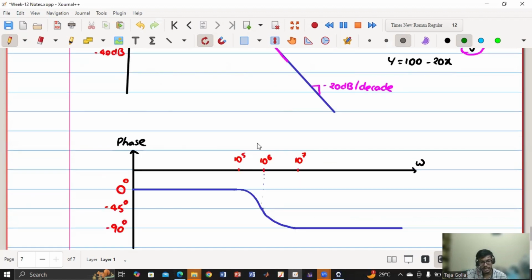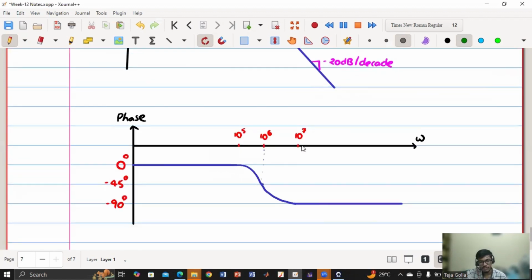Similarly, phase, if you see, until 10 to the power 5 it is 0 degrees. After 10 to the power 7, it is minus 90 degrees. At 10 to the power 6, it is minus 45 degrees. So it is falling something like this. Or you can even draw a straight line if you want to do the approximation. But the actual value will be something falling like this.